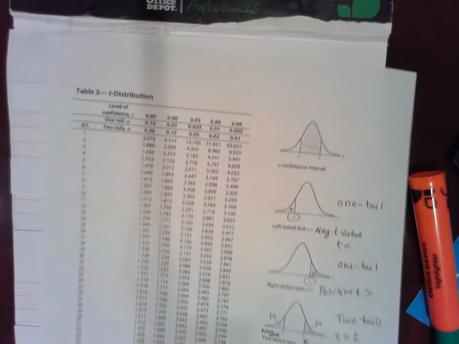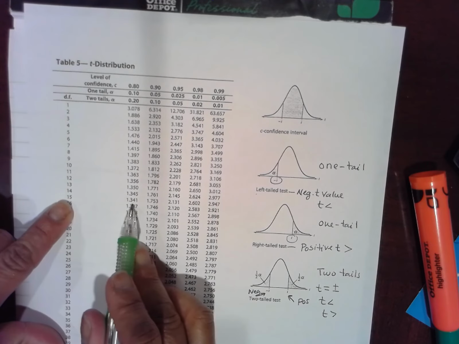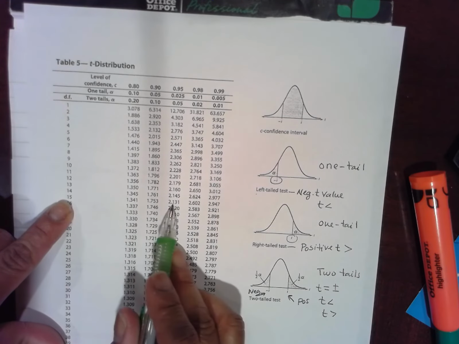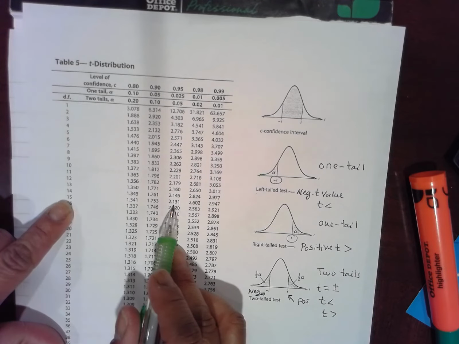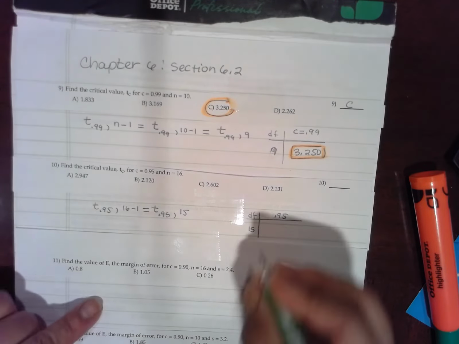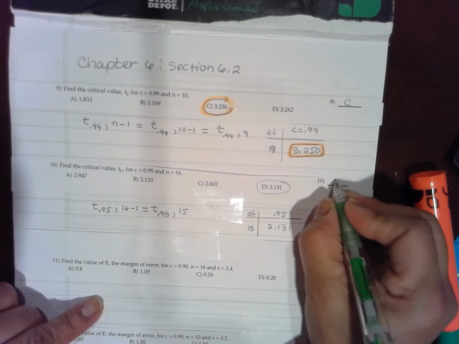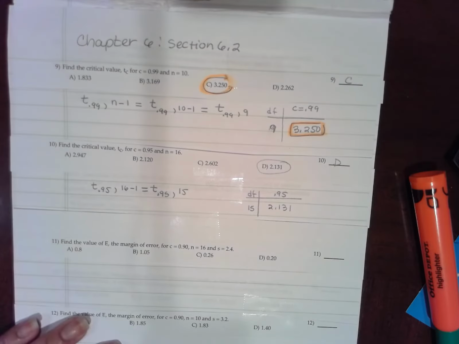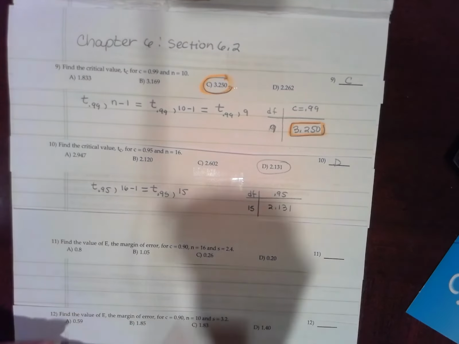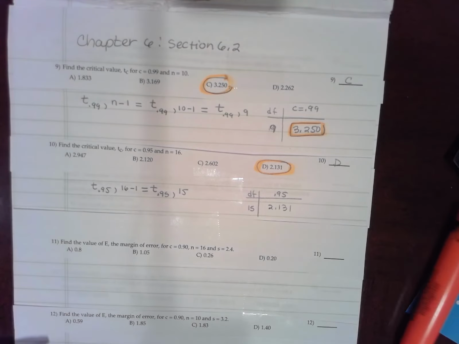So you're going to look at 15 and 0.95 across. So 15 and 0.95 is the one in the middle. So it's 2.131. That will be the value for t, 2.131, and that is answer D. Okay, so that is a simple process to find your t value or t critical value.